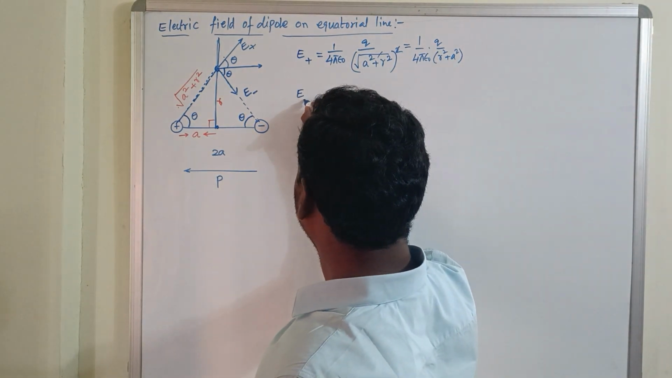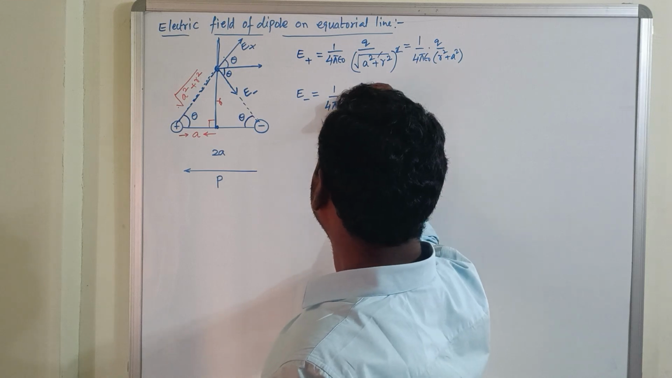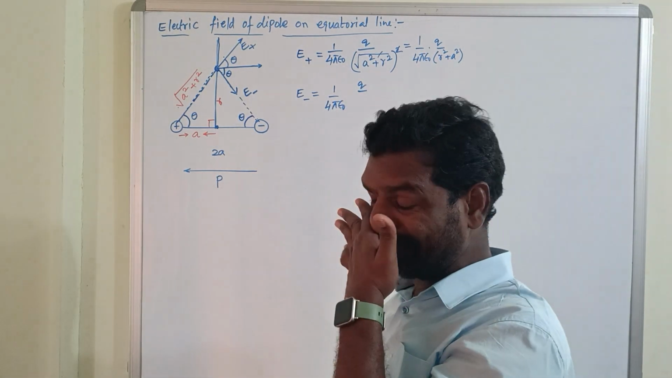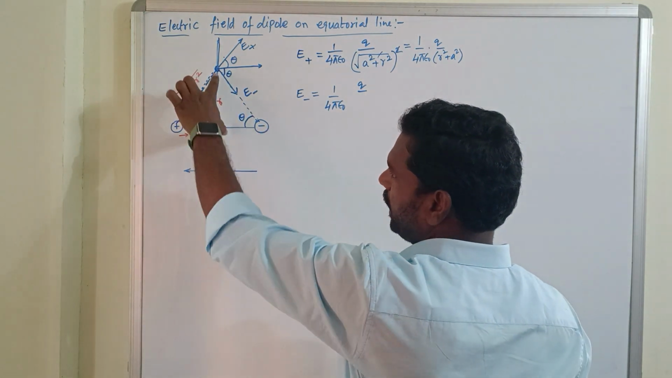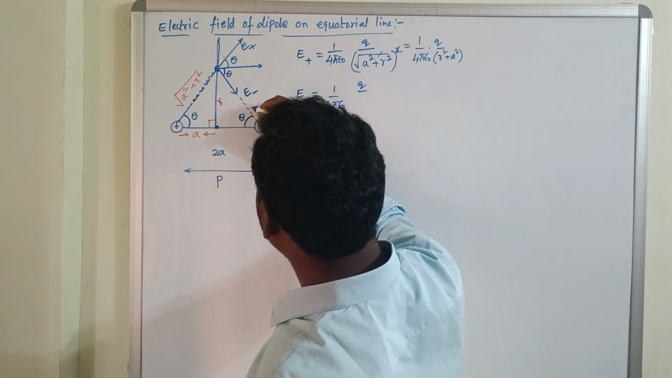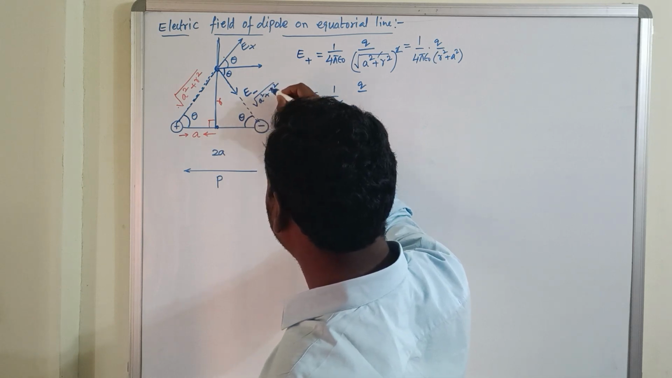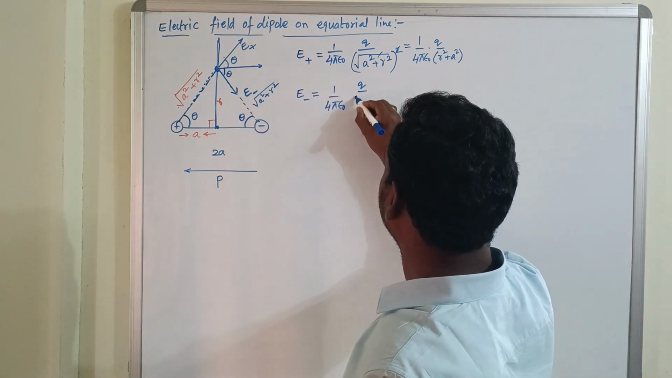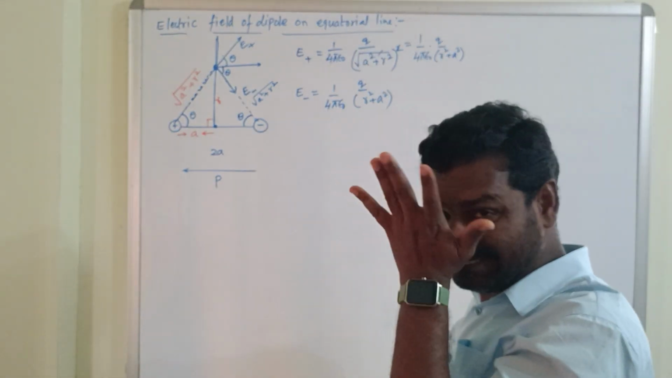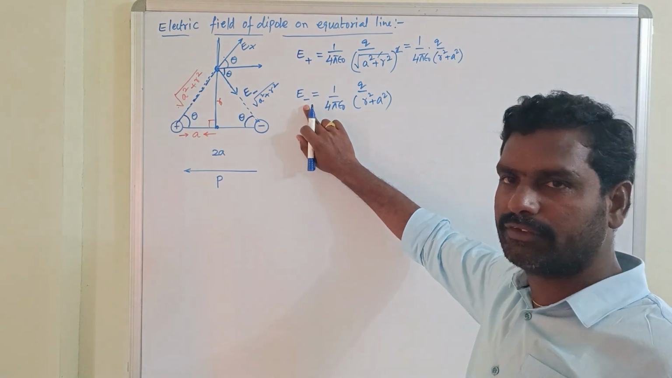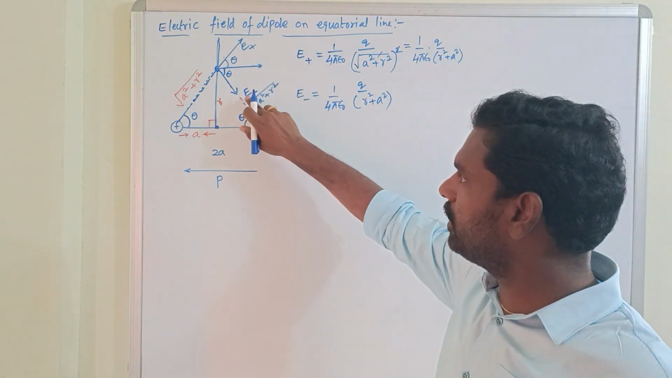Similarly, electric field due to negative charge is also 1 by 4 pi epsilon naught, q by the distance squared. This is also a and this is also r, so this distance will become under root of a square plus r square. Again, this also will be the same, r square plus a square.